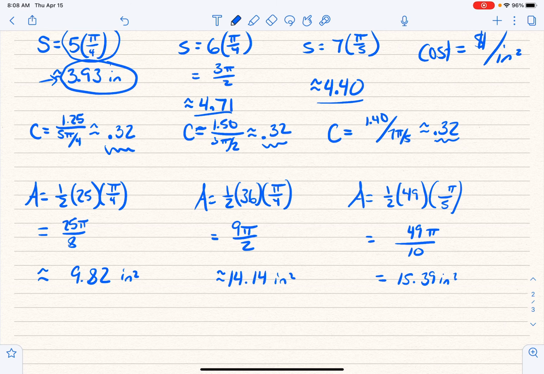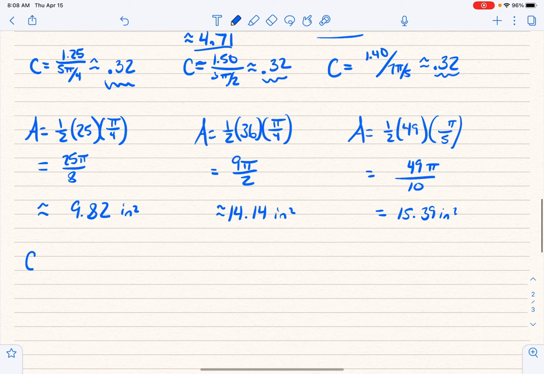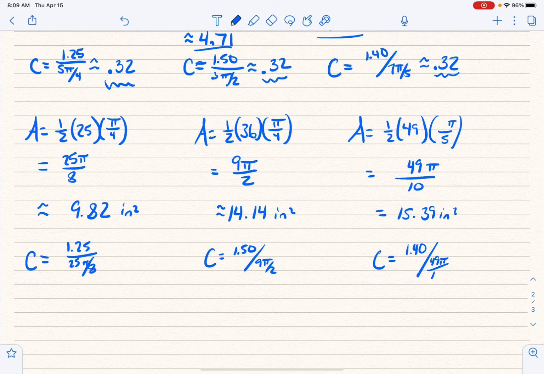Okay, and so clearly here, the pieces get bigger in terms of surface area as you go with a larger pizza. And so now lastly, let's figure out cost. And so cost is going to be equal to, I got to go the cost of a piece of pizza, $1.25, over the surface area, 25 pi over 8. And so then the cost is going to be $1.50 over 9 pi over 2. And the cost is going to be equal to $1.40 over 49 pi over 10.